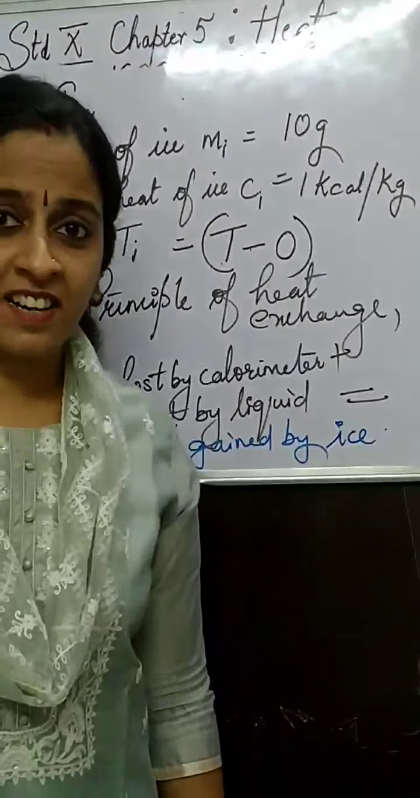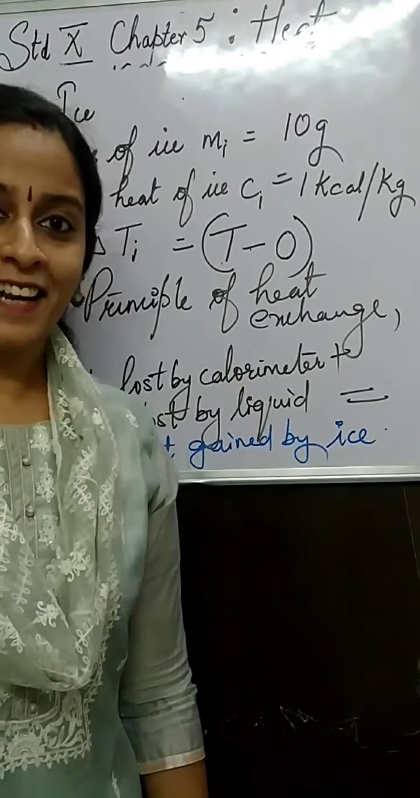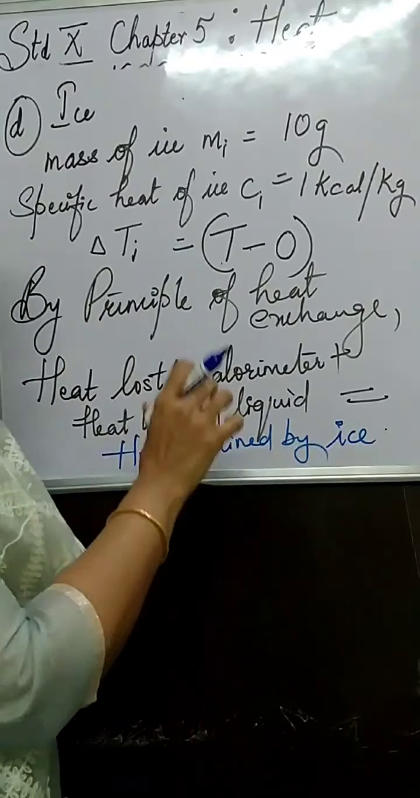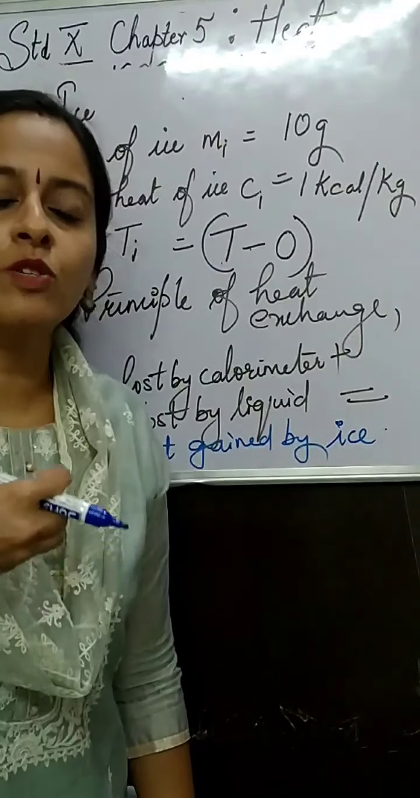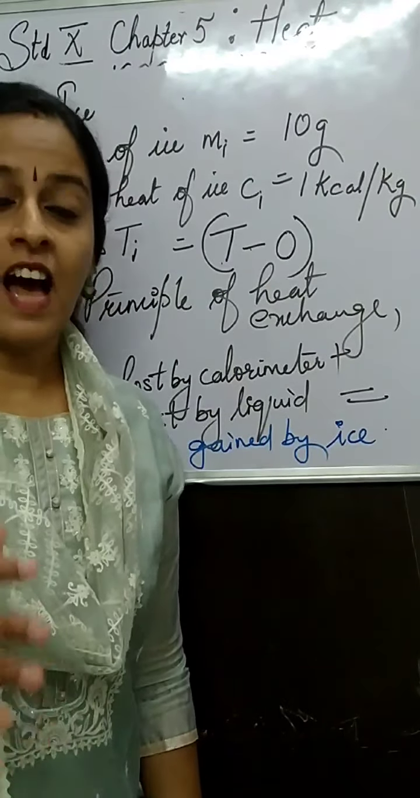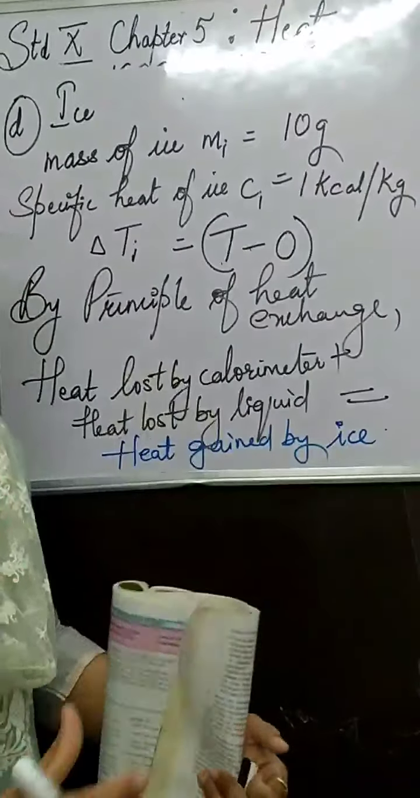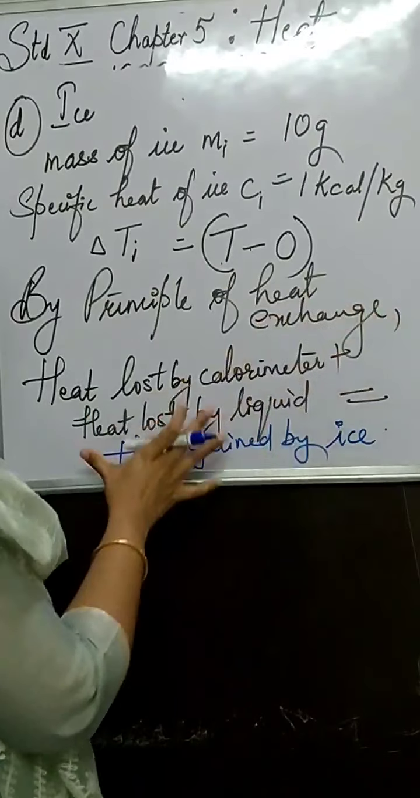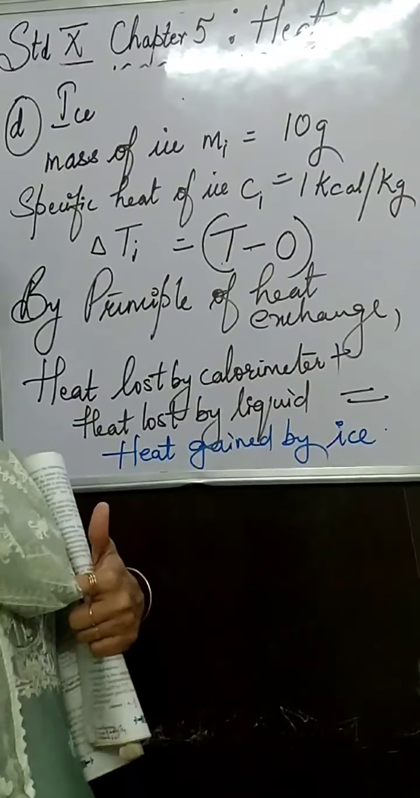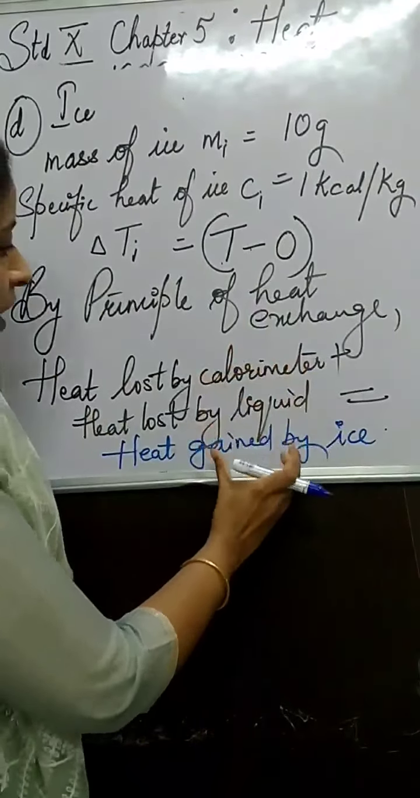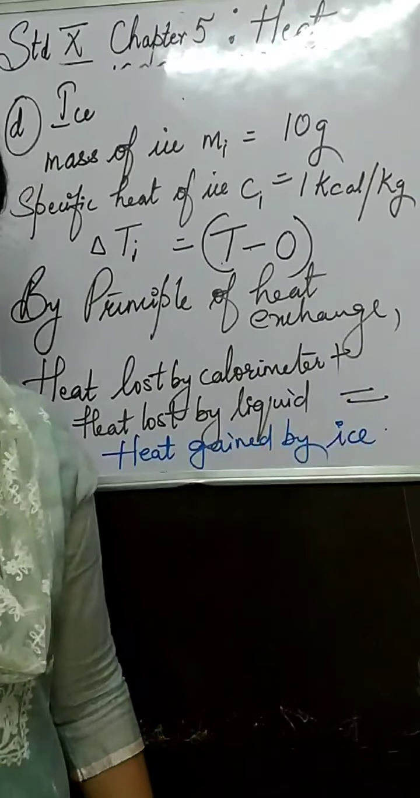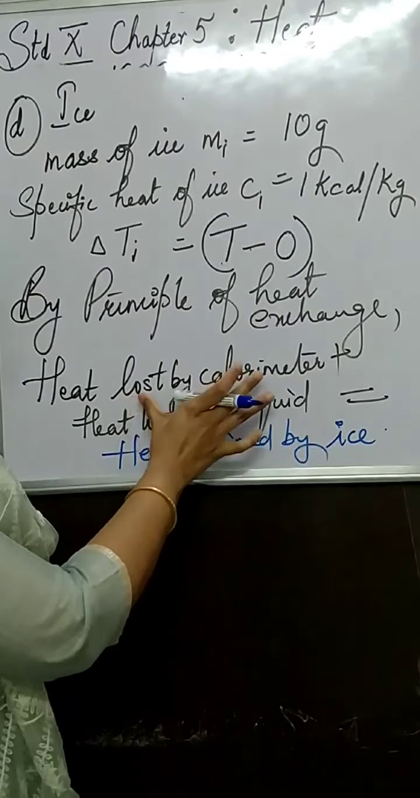I hope it is clear, children. Okay. Tried my level best. Heat lost by calorimeter and liquid is going to lose heat. Ice is going to gain heat. And both will be equal according to the principle of heat exchange. Heat lost by the hot object is equal to heat gained by the cold object, ice. Okay. So now let us put the values here.